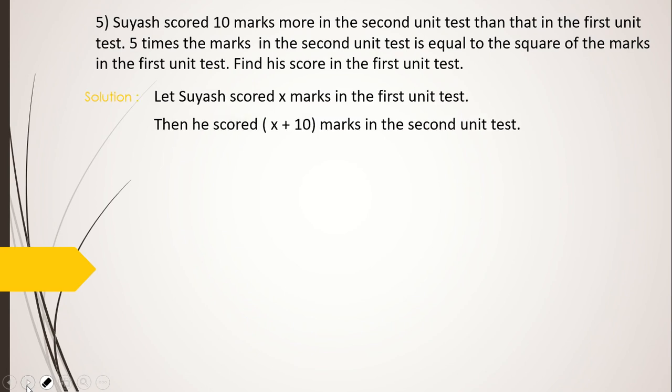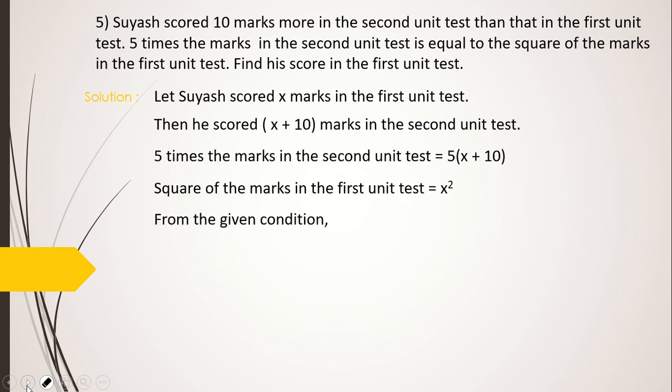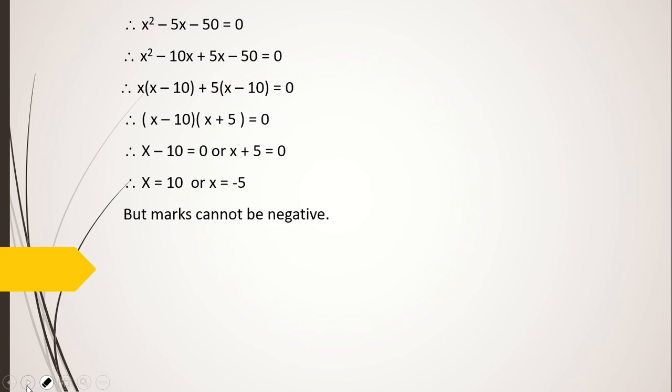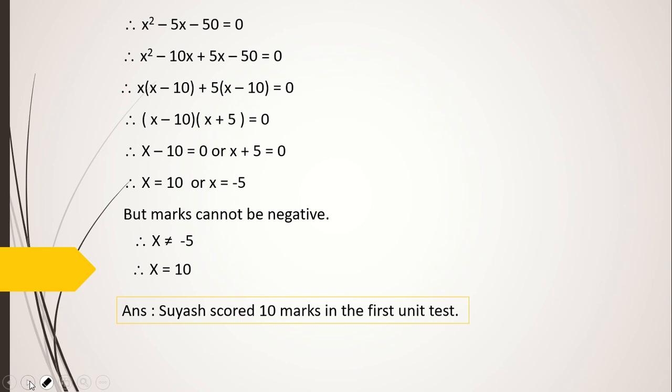Okay, so he scored x in the first unit test. Then he scored x plus 10 marks in the second unit test. 5 times and then square. Okay, this is how we solve the quadratic equation and we get the value, but marks cannot be negative. So x is equal to minus 5, we don't choose. Therefore x is equal to 10 and hence Suresh scored 10 marks in the first unit test.